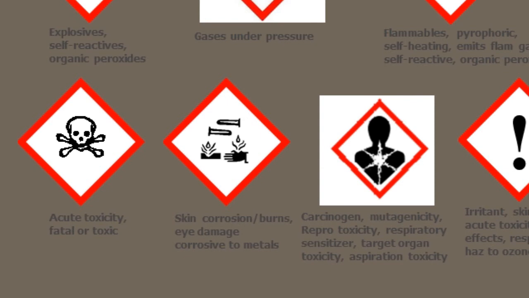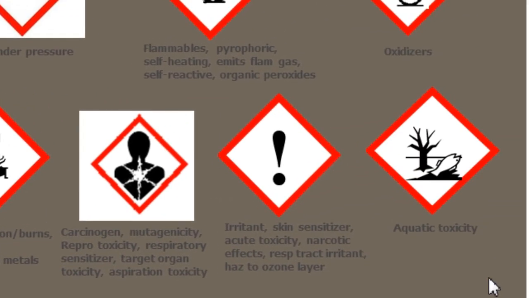that's the next one, where it's the picture of the hand, then the picture of the body with the pathways going through it. That's telling you it's a health hazard. It's either going to be a carcinogen, a mutagenicity, reproductive toxicity, something is toxic. Your exclamation point in this picture is telling you it's an irritant, skin sensitizer, it's acutely toxic, there's some sort of effect is going to happen. And then the last one, where you're seeing the dead tree and the dead fish, is aquatic toxicity.